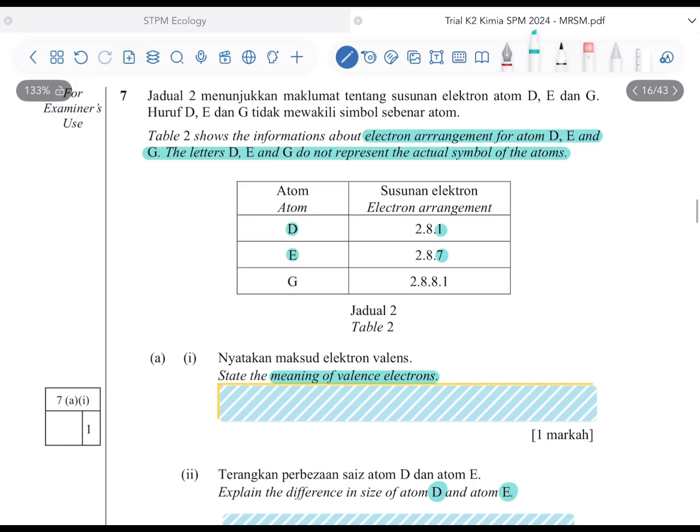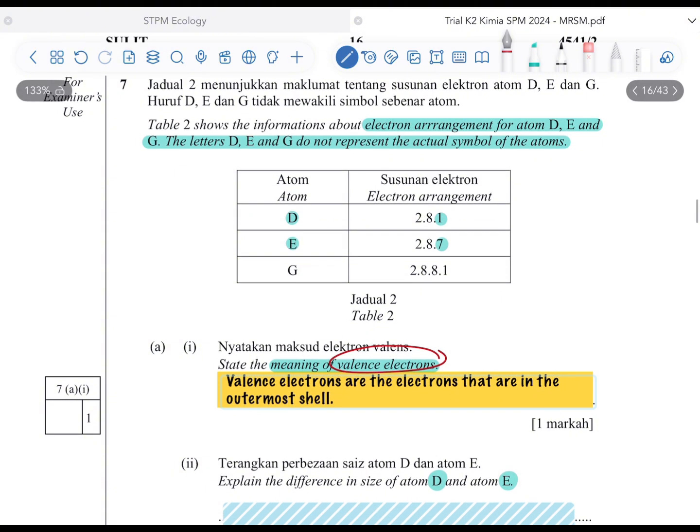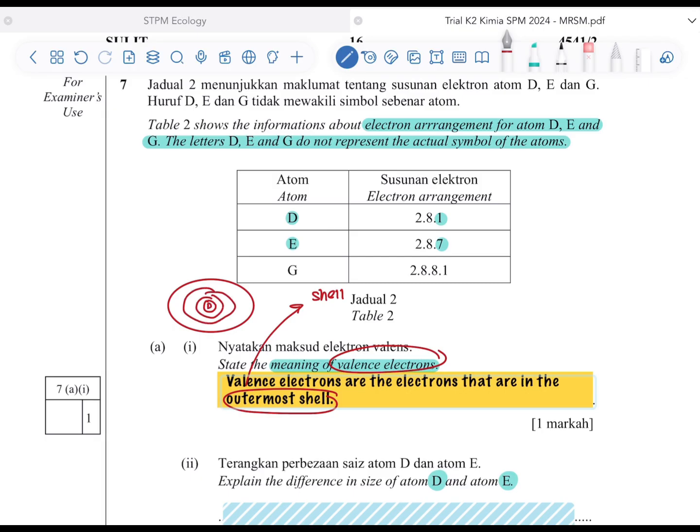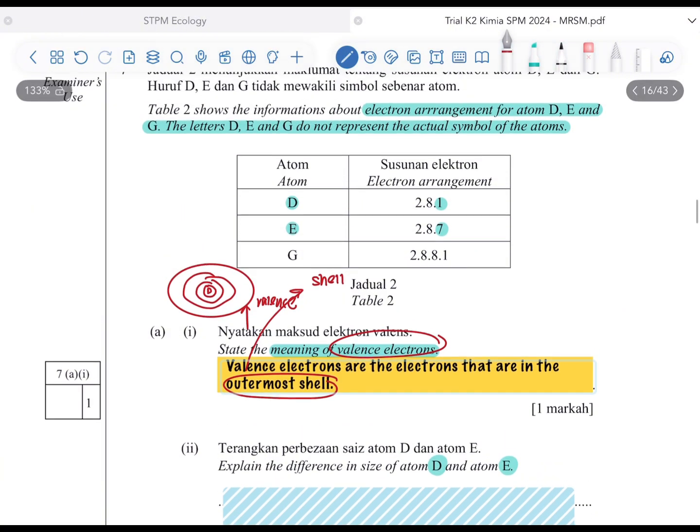First, what is the meaning of valence electron? This is a definition that you must know: valence electrons are the electrons in the outermost shell, meaning the shell at the last round of the atom. For example, this atom D has 1, 2, 3 shells. This is the valence shell, and the electrons inside it are the valence electrons. So A2, explain the difference in size of the atom D and E.